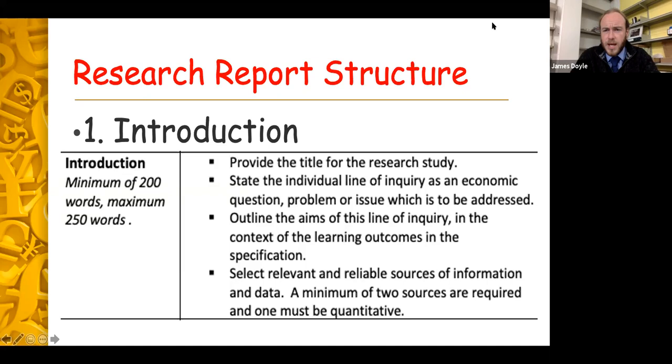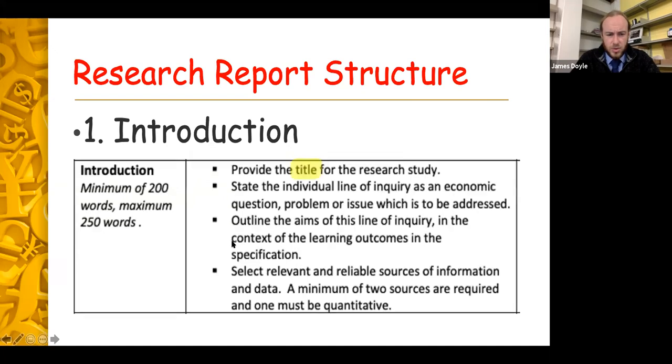So the first section we're going to look at now is the introduction. There are several key bullet points here in the introduction. The first one is the word count, which is very nicely broken down for us. We're told that for the introduction, we have to have a minimum of 200 words and a maximum of 250 words.